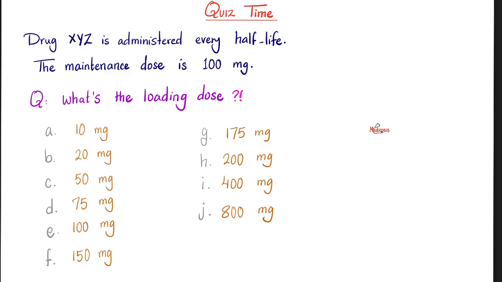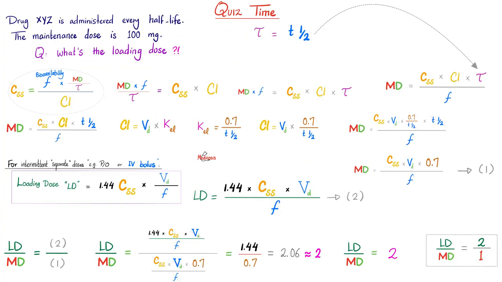Quiz time. Please pause. The drug is administered every half-life. The maintenance dose is 100 milligrams. What's the loading dose? Hey, medicosis, there is not enough information. I can do this. Since I am a pharmacology connoisseur, I can tell you that the loading dose is double the maintenance dose. What the what? As long as the drug is administered every half-life. I don't get it, medicosis. Is this magic or what? How did you do it? It's not magic, it's just math.